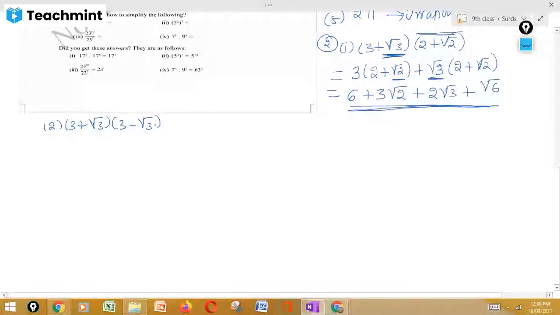If you are interested, I am going to solve by the method we have learned in the first method, or else I am going to use the identity. Which method do you want? Identity, sir. Identity method.